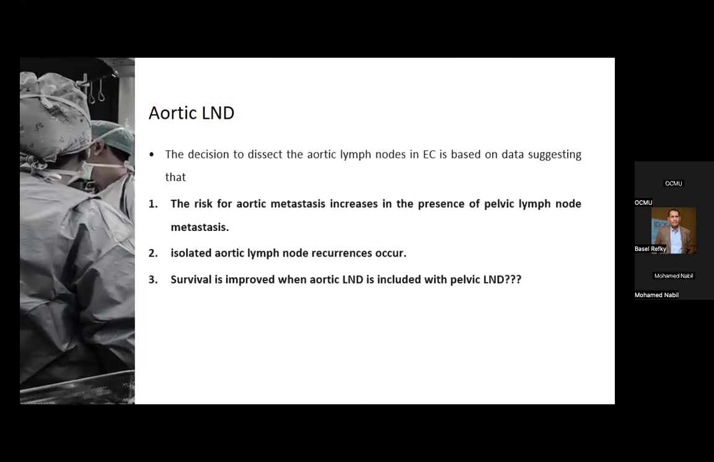So regarding aortic lymph node dissection, the decision to dissect aortic lymph nodes is based on data suggesting that there is a risk of aortic metastasis in the presence of pelvic lymph node metastasis. Isolated aortic lymph node recurrence may occur. Survival improved when aortic lymph node dissection was included with pelvic lymph node dissection. That's very questionable.